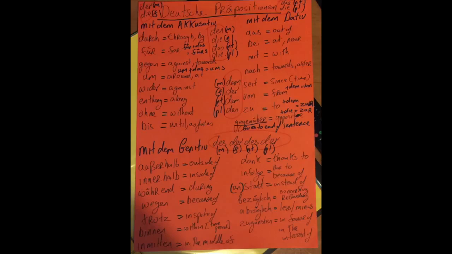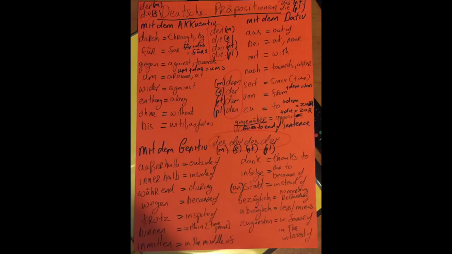So again, going on to Deutsche Präpositionen mit dem Dativ. Again, aus, bei, mit, nach, seit, von, zu, gegenüber. Aus, out of, by, at or near. Mit, with; nach, towards or after. Seit is in reference to since, but in reference to a time. Von is from. Zu is to, and gegenüber is opposite.